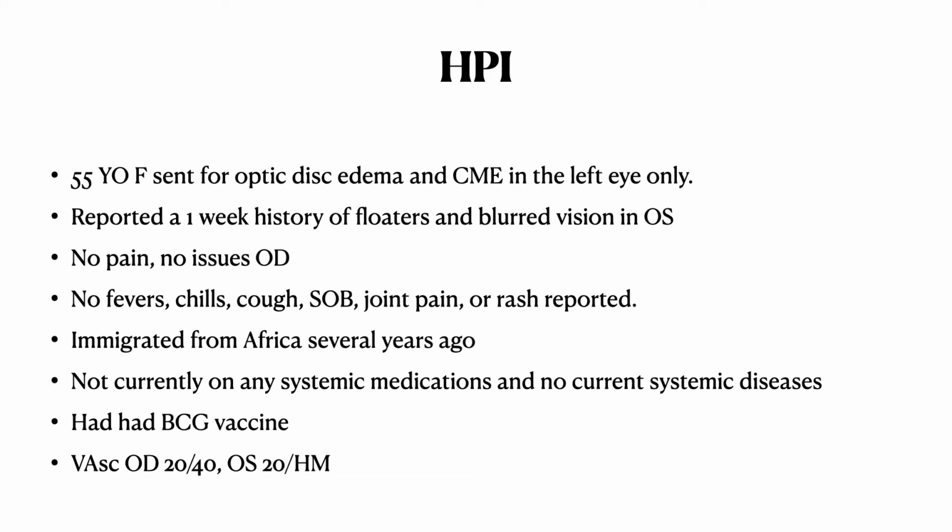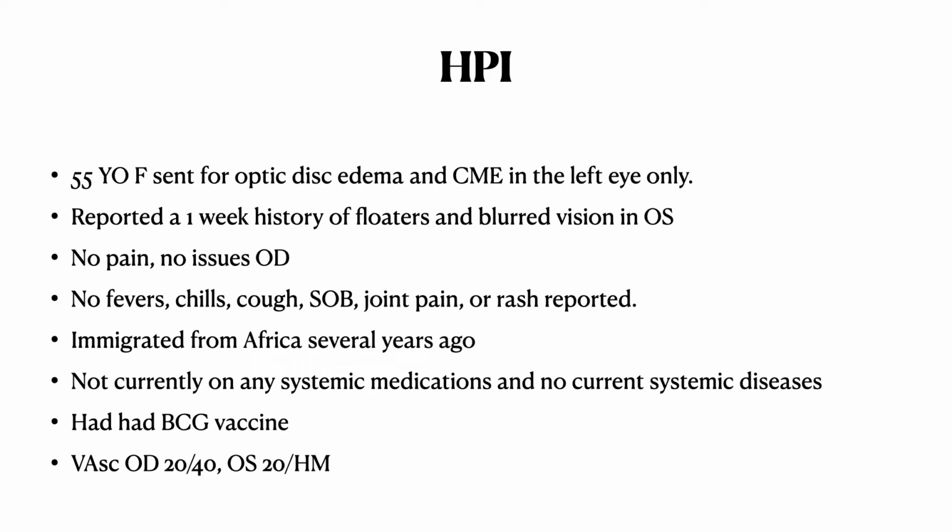The patient was a 55-year-old female who was sent for optic disc edema and cystoid macular edema in the left eye only. She had reported a 1-week history of floaters and blurred vision in the left eye. She denied any associated pain, and she denied any issues in the right eye. She did not have any fevers, chills, cough, shortness of breath, joint pain, or rash, was not currently on any systemic medications, and denied any current systemic diseases. She had immigrated from Africa several years ago, notably, and had had the BCG vaccine in the distant past.